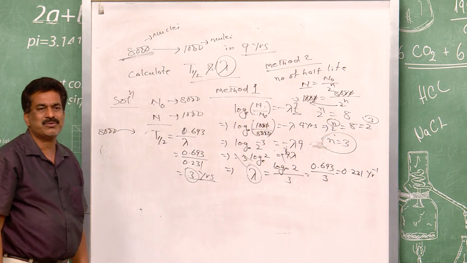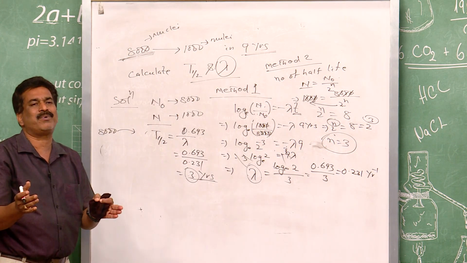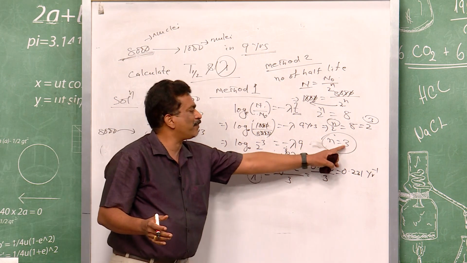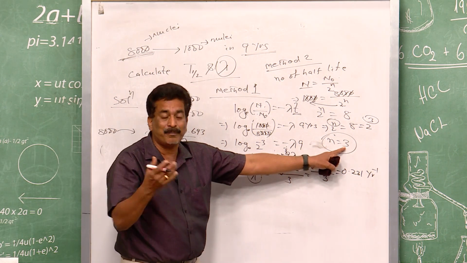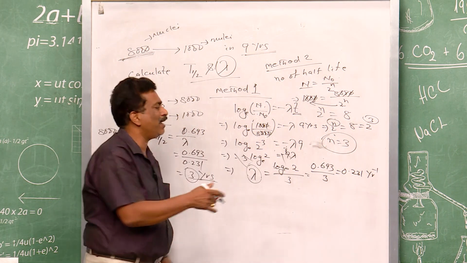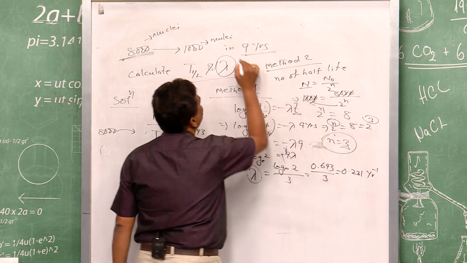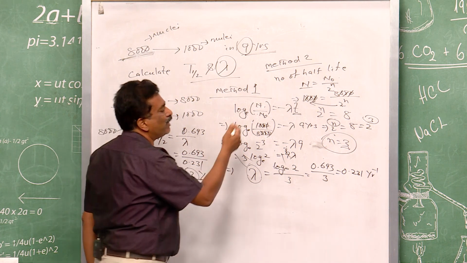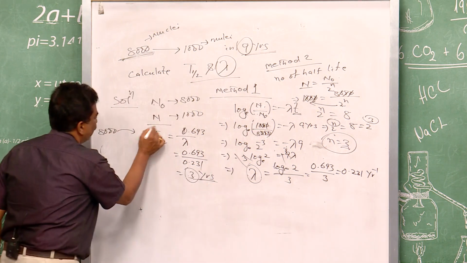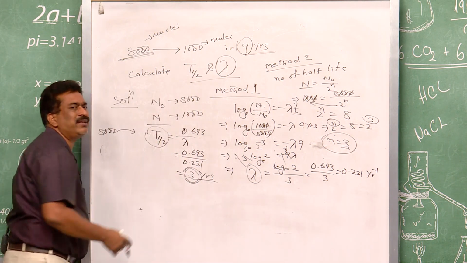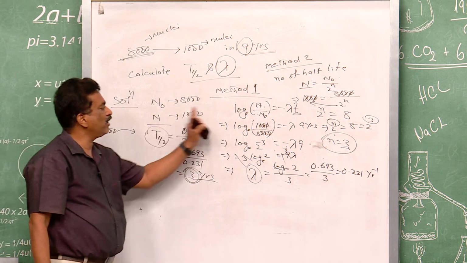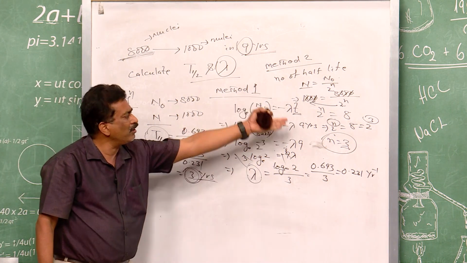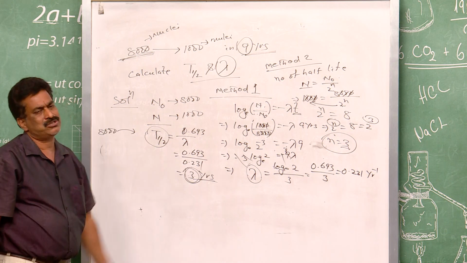N is equal to 3 means that to reduce the atoms to half, it is 3 times. So for 3 half lives it is taking 9 years. So for 1 half life it will take 3 years. You see, the half life is 3 years. So whether you go for method 1 or method 2, the answer will be the same.